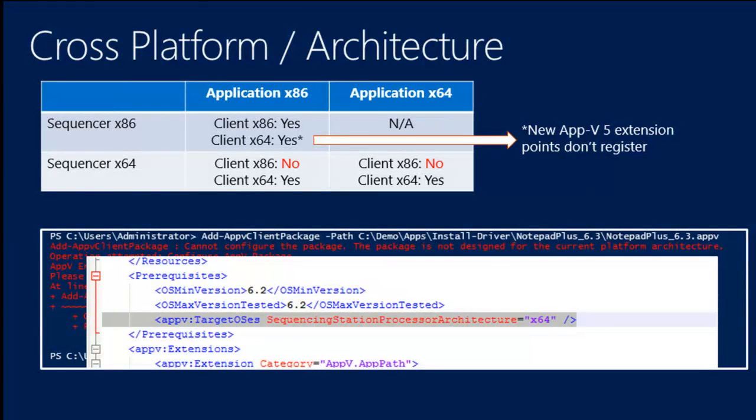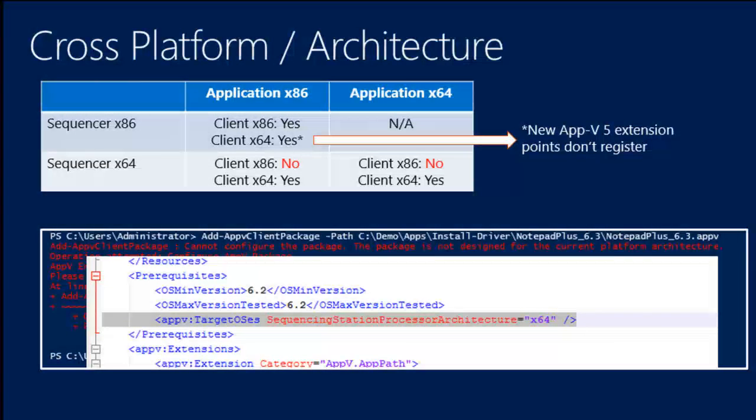There's actually a check now in the client configuration that the package is not designed for the current platform architecture. So you are limited there. So if you are planning on migrating applications or using applications across different platforms, probably the most likely solution is to sequence on 32-bit. Now, I always have been a fan of sequencing on the platform that the application was developed on instead of sequencing on the platform where the client was running on.